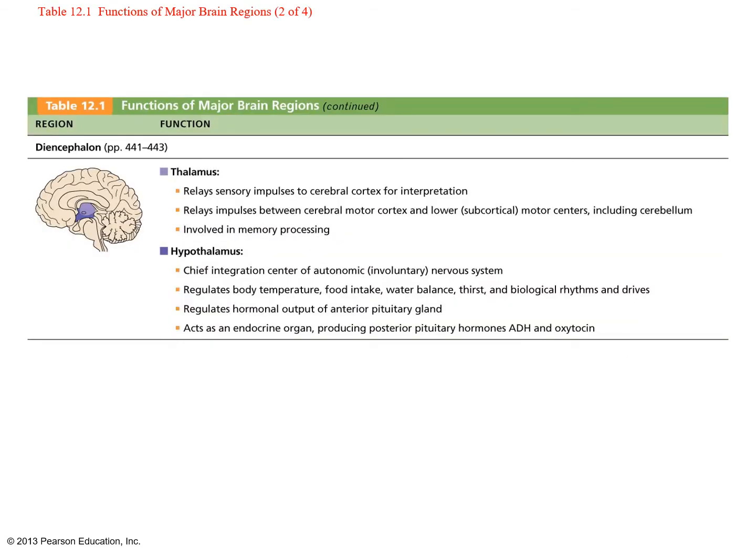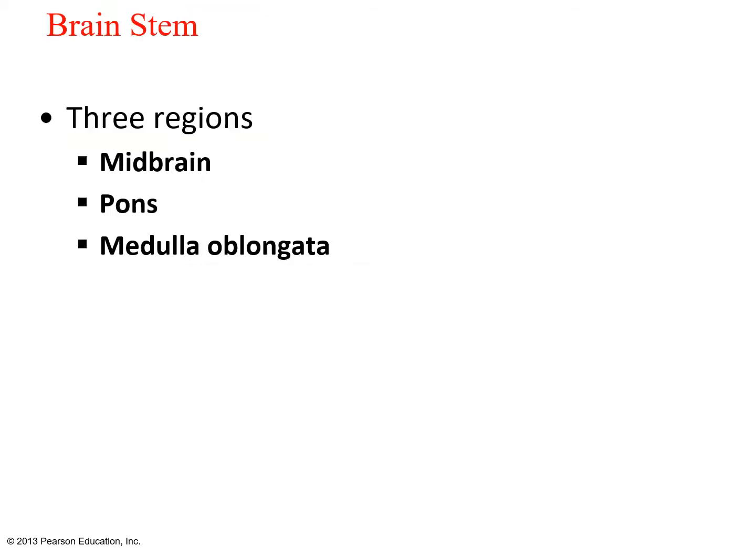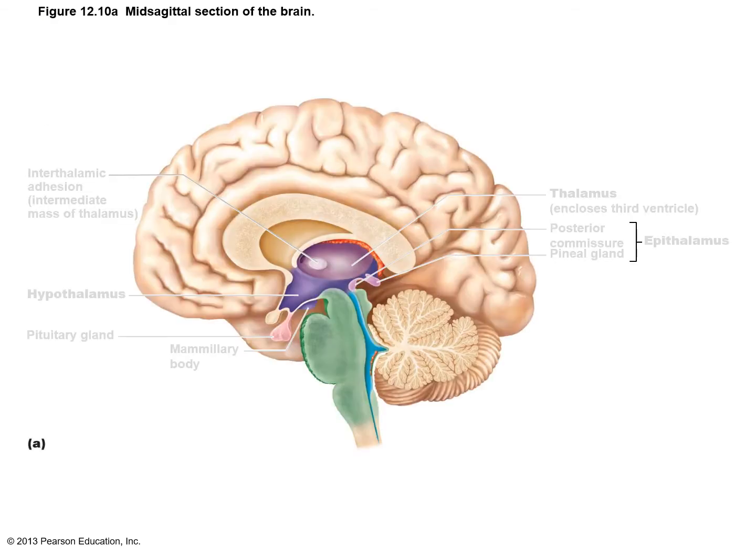So again, the functions of the diencephalon. The hypothalamus is basically your switchboard for the central nervous system. The hypothalamus has a variety of different functions. Next, we're going to talk about the brainstem, which has three major regions: the midbrain, the pons, and the medulla oblongata. So if we're looking at a mid-sagittal section of the brain, we have the diencephalon portions grayed out so that we can take a closer look at the brainstem.